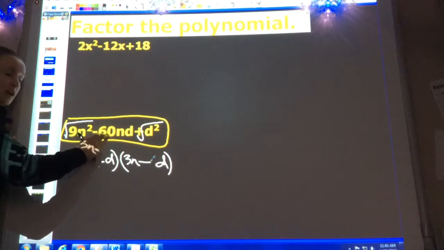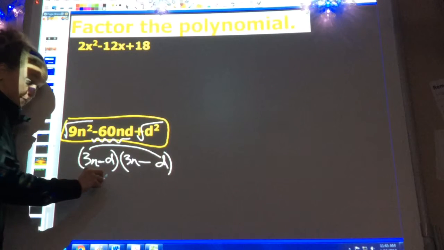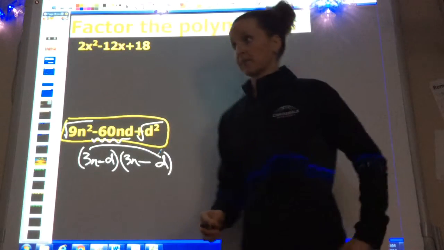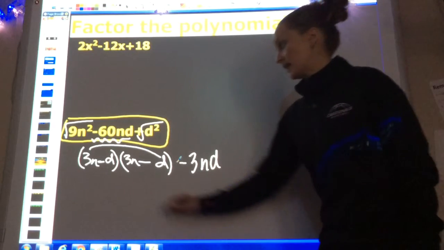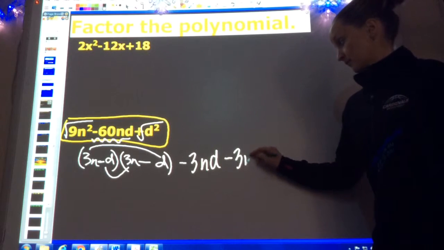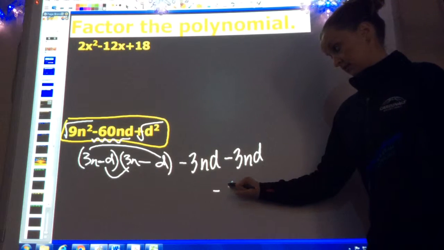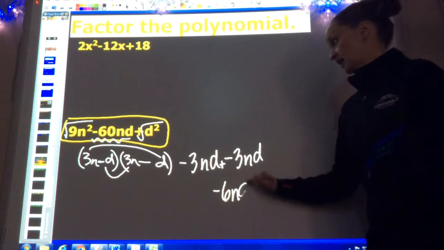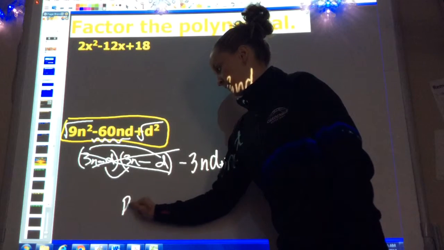Now, to check our middle term, because we have to start getting in the habit of doing that, we go outside times outside, which is what? 3nd. Yeah, but it's a negative, right? Then, what's our middle term going to be, our inside times inside? Negative 3. So, that's not going to be 9, that's going to be negative 6nd. If you add the inverse here, you have negative 6nd. Is that right? No. So then you have to cross it out and just write prime.